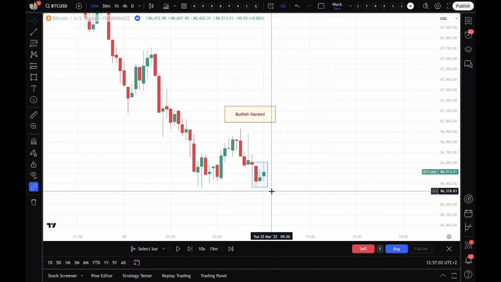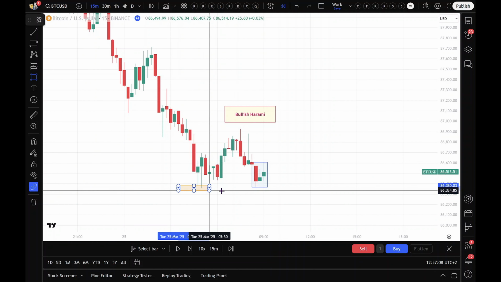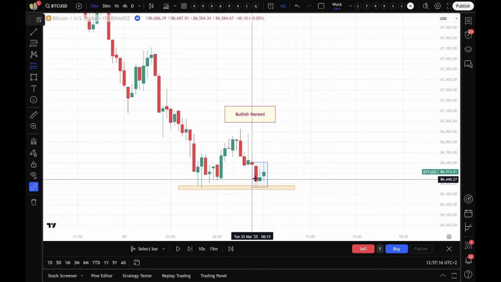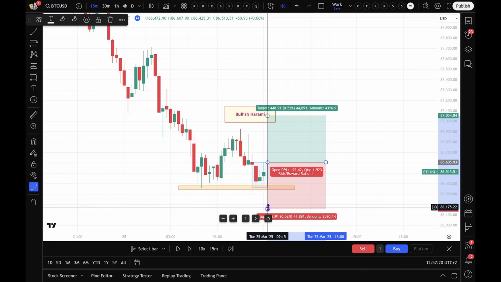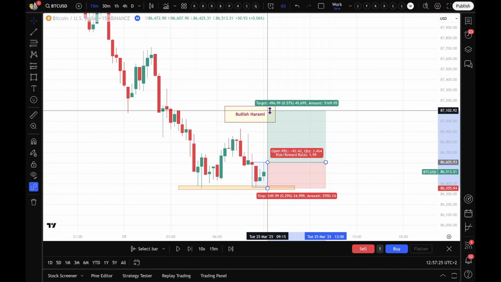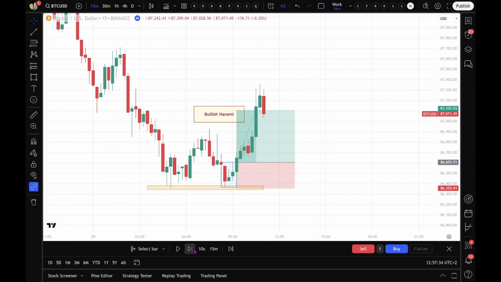Here, we have a bullish Harami. We can notice that this bullish Harami is forming at this key level, right here, which is the previous support. So, there is additional confirmation that the price could reverse. We can open a position at the breakout of the last high, set our stop loss at the previous swing low, and place our take profit just here. Let's see what the price will do. Our TP is reached.